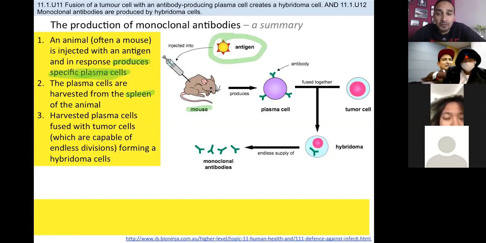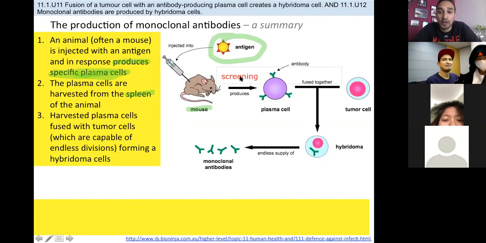And then this is how we can make many, many copies of this cell that we're interested in, okay? There's a part in here that's not mentioned. I should put it in here, okay? Which is screening, okay? So screening of the sample to find the one that you want, right? The plasma cell that you want. So you only choose the one that matches the antigen that you're interested in.